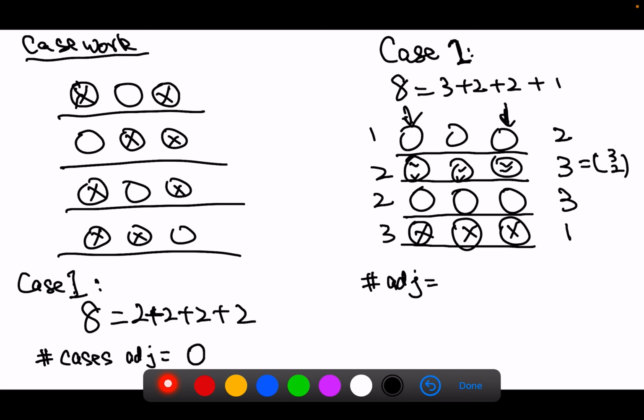Now, remember, I don't really know which row has 3 people, 1 person, or 2 people. So I also need to figure out how many ways I can rearrange those rows. Well, how many ways are there? Firstly, you need to pick a row with 3 people. I have 4 choices. And then I need to pick a row with only 1 person. Well, I have 3 rows left, so I have 3 choices.